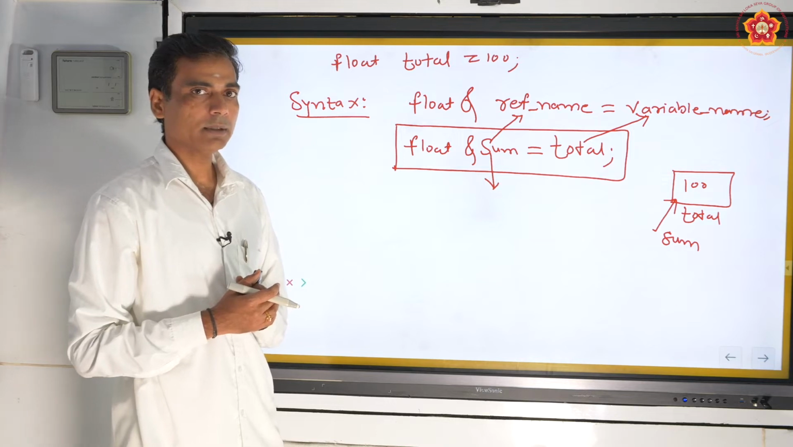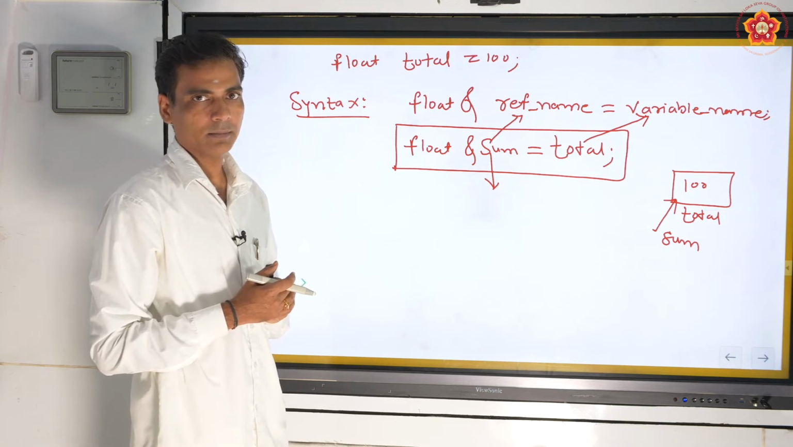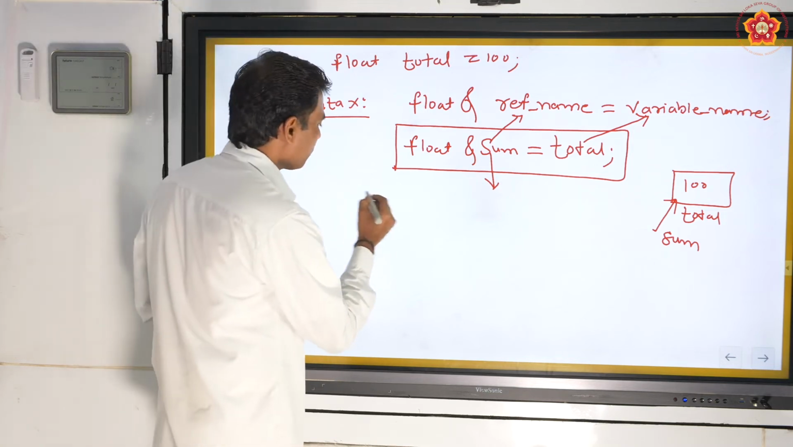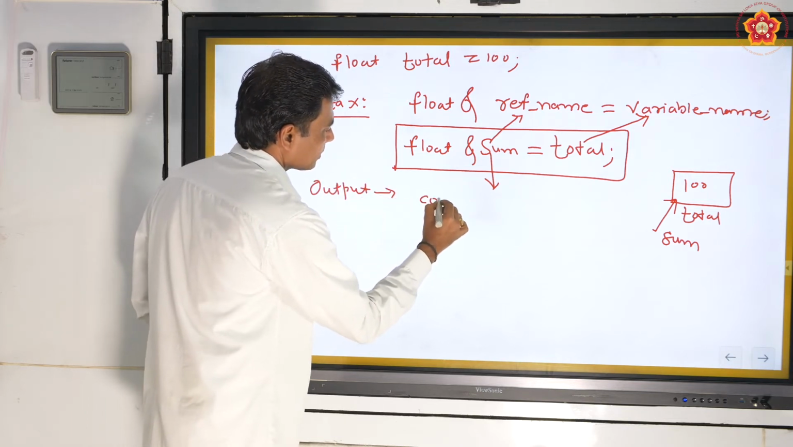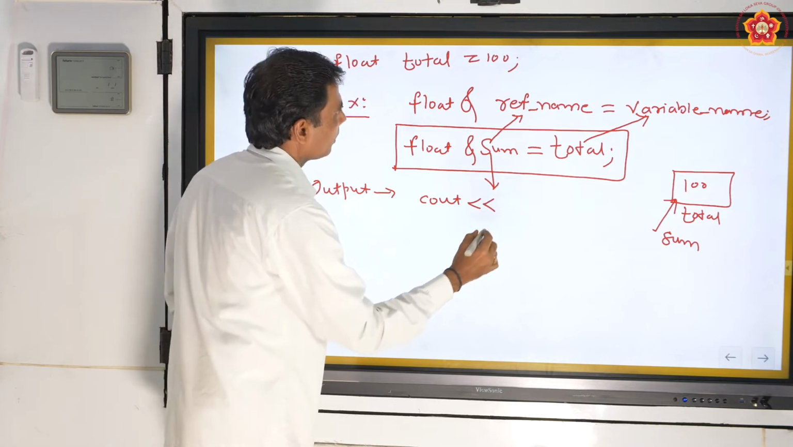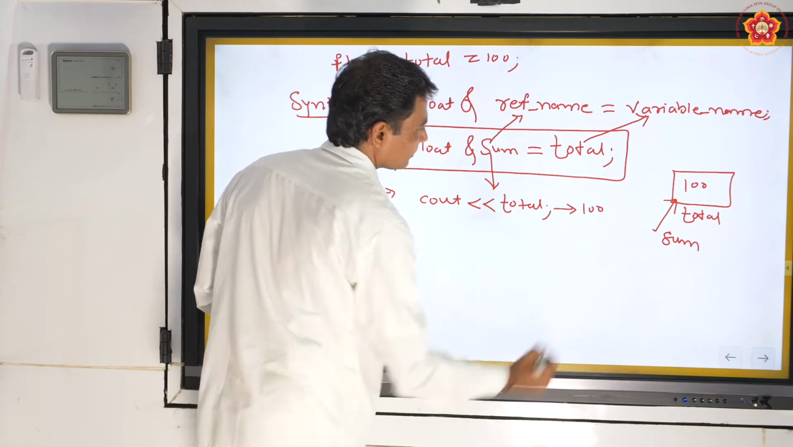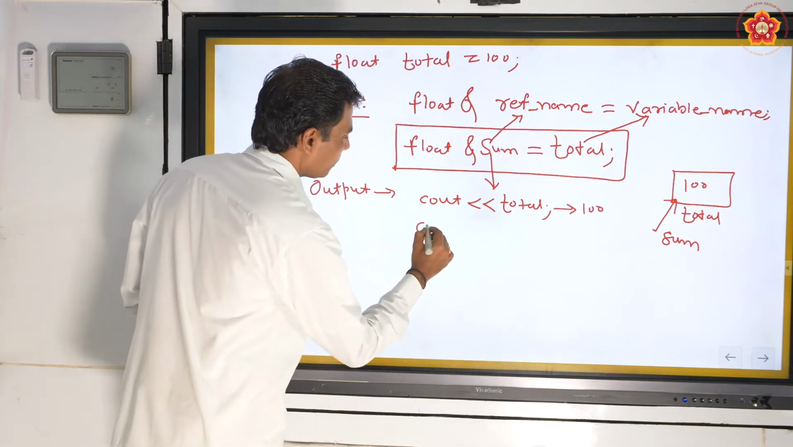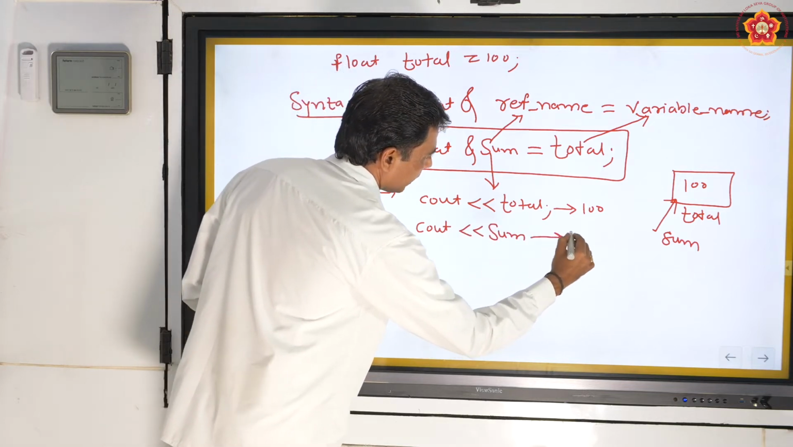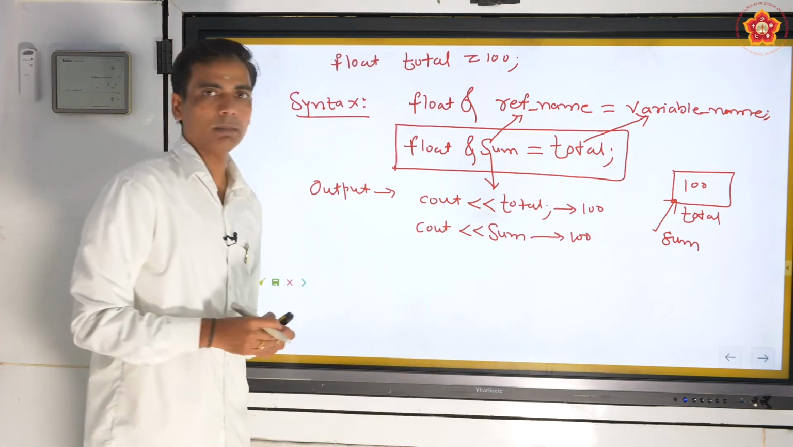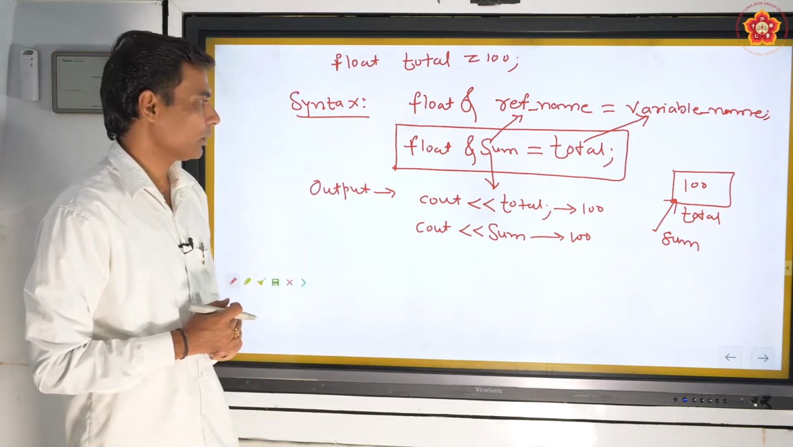So how does it behave? Let's understand here. The value of total is 100 here. So when I output the value of total, like cout total, it will print 100. And when I output the sum, it will also output 100, because both are referring to the same memory location. So both variables fetch the contents from the same memory location.